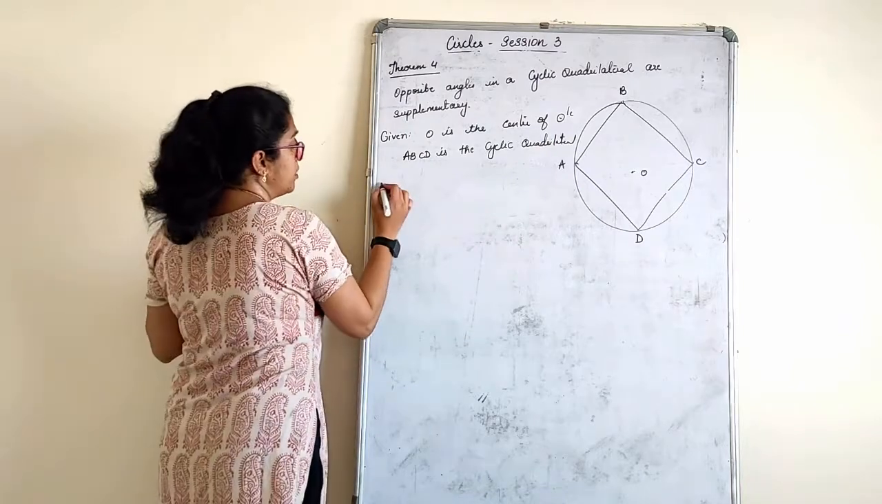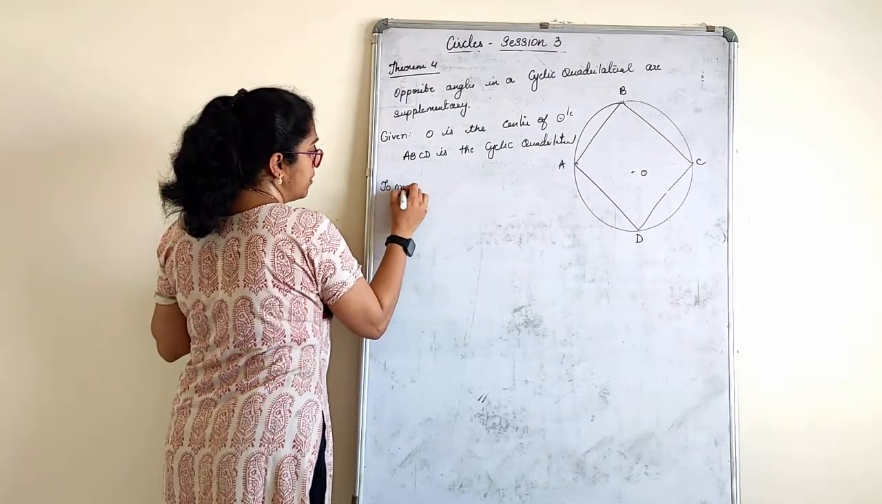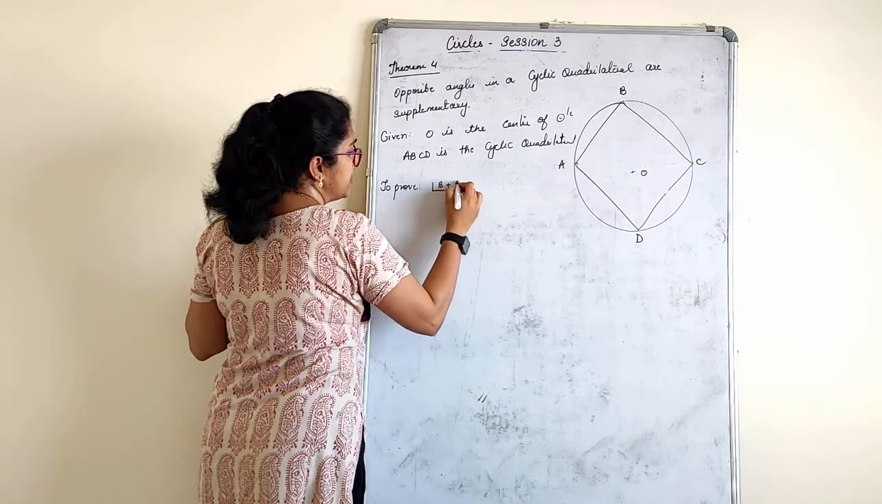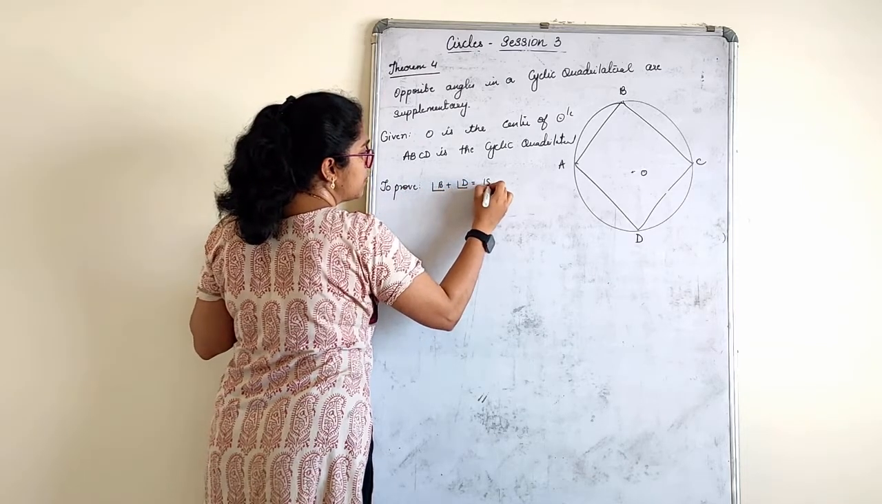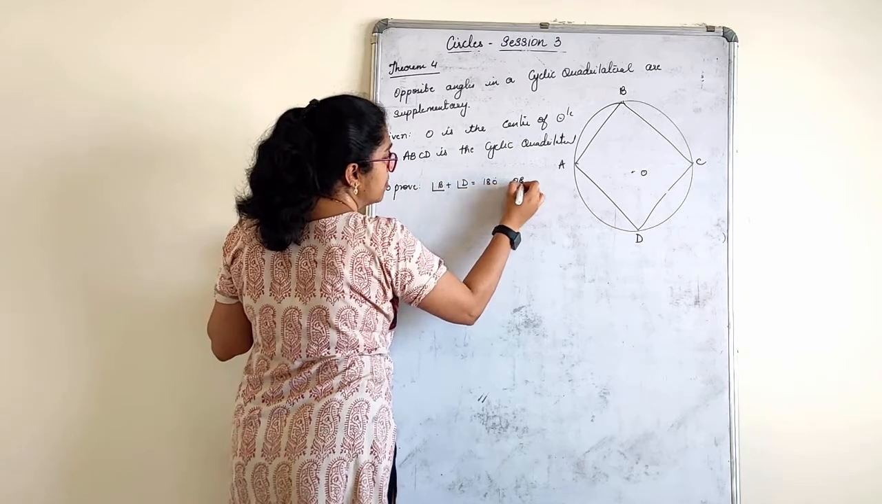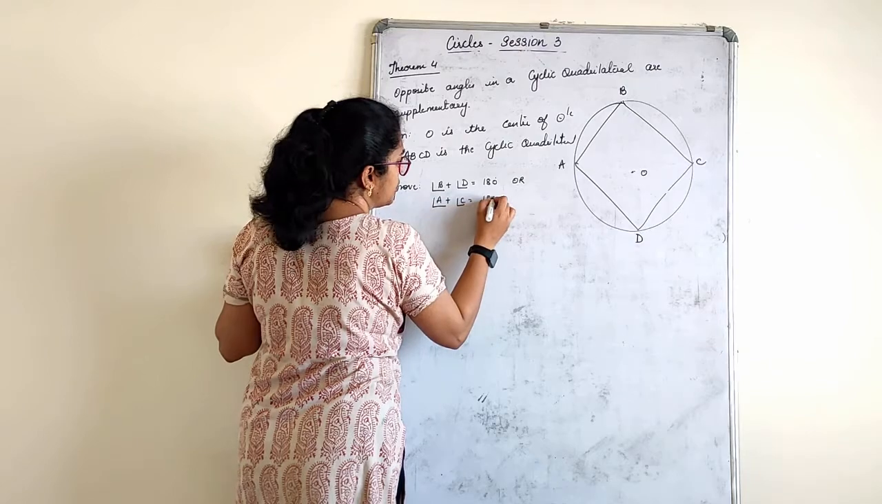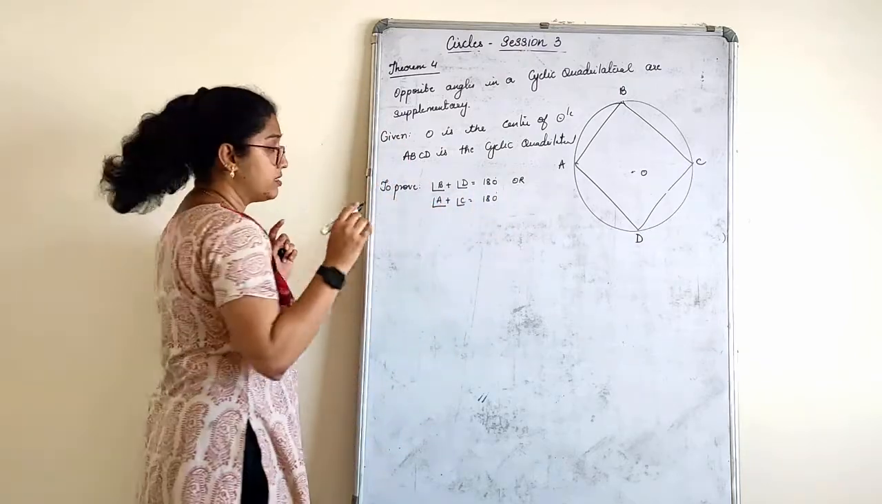Okay, what do we have to prove? Which angle pair you have to prove, you have to decide first. Any one: angle B plus angle D is equal to 180, or angle A plus angle C is equal to 180. One pair you can prove. That's all.